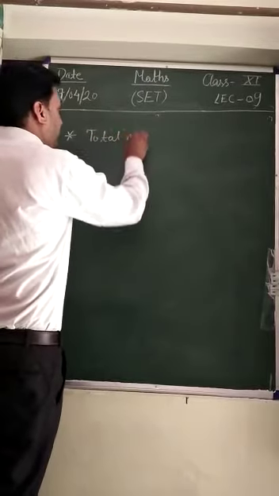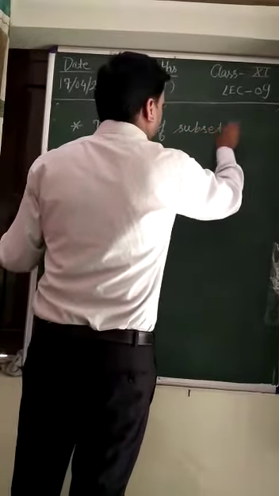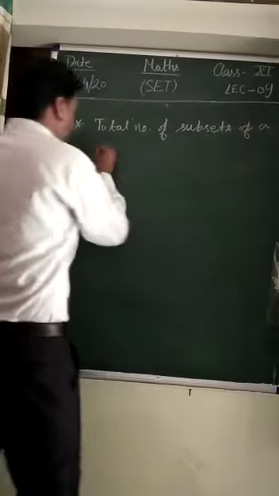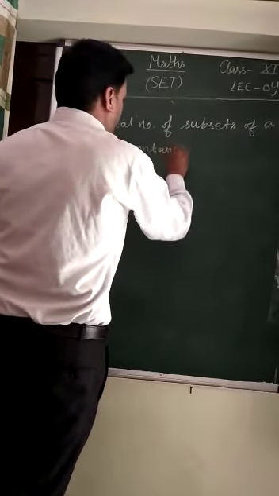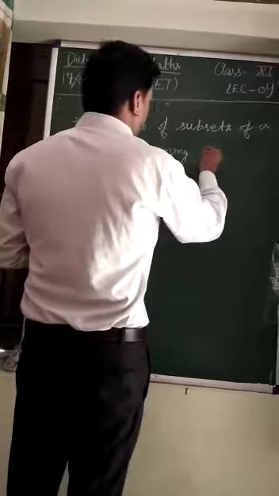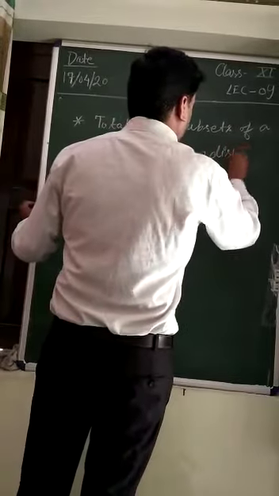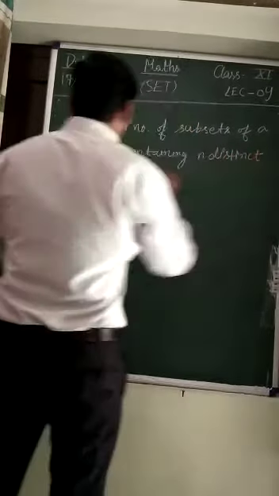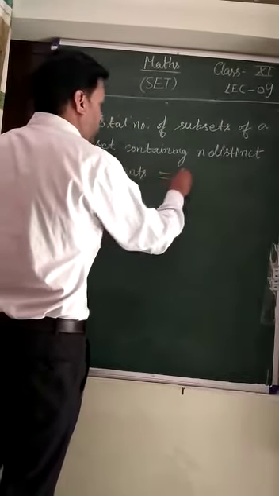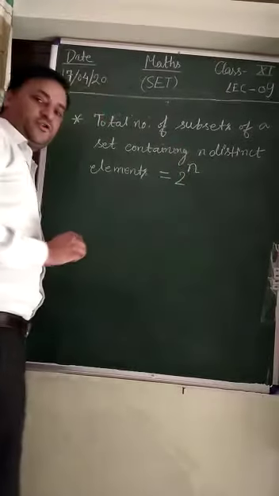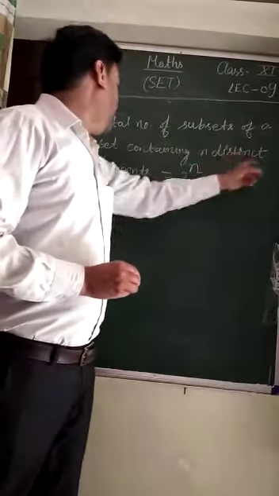Total number of subsets of a set containing n distinct elements equals 2 to the power of n, students. The total number of subsets of a set containing n distinct elements.